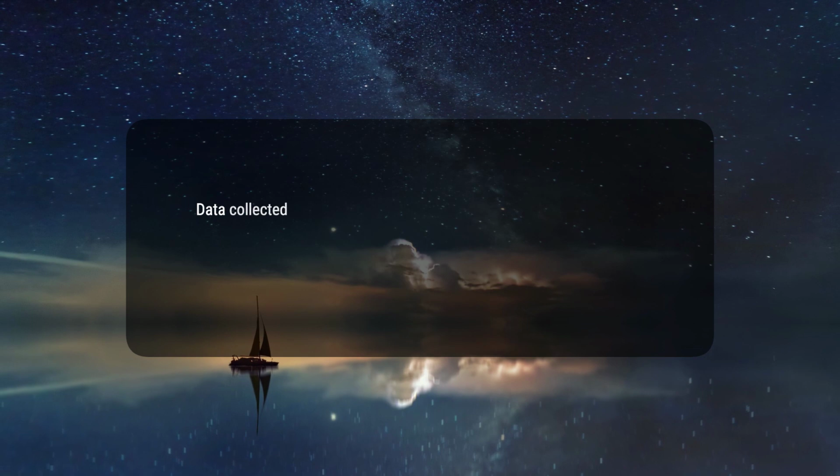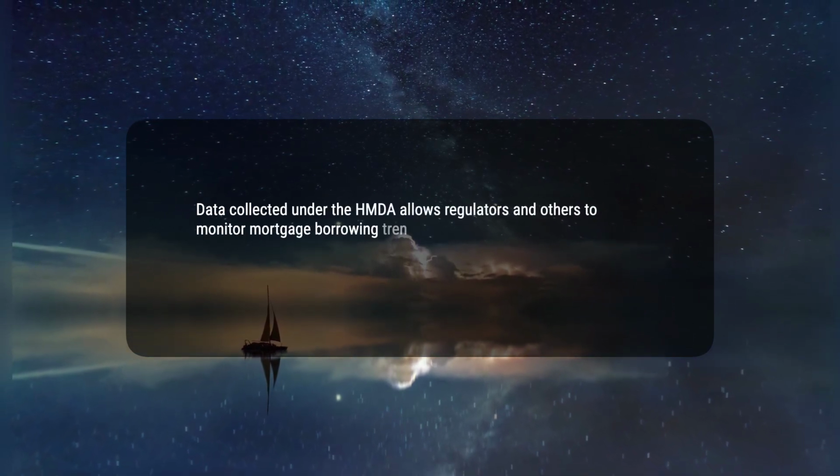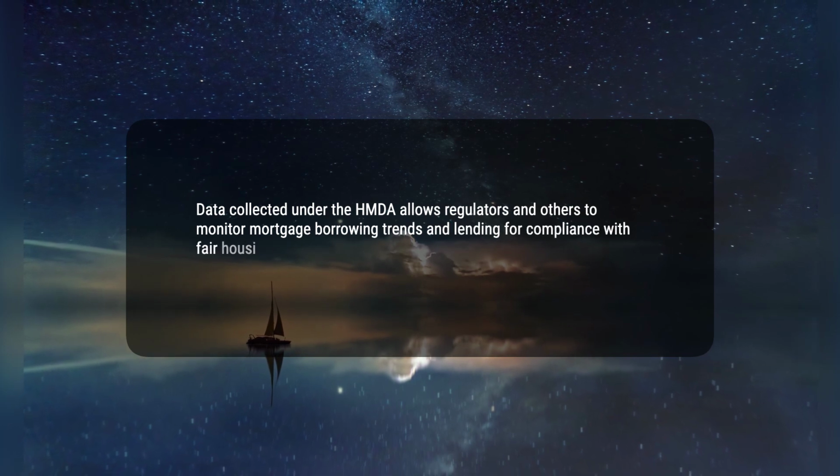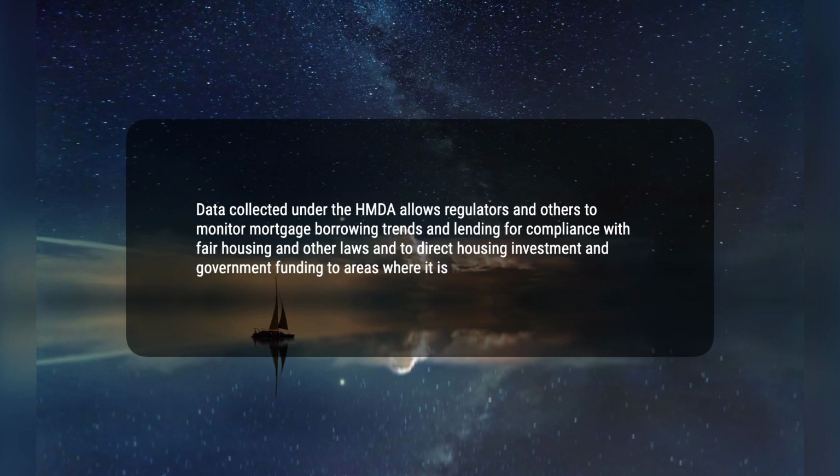3. Data collected under the HMDA allows regulators and others to monitor mortgage borrowing trends and lending for compliance with fair housing and other laws, and to direct housing investment and government funding to areas where it is needed.